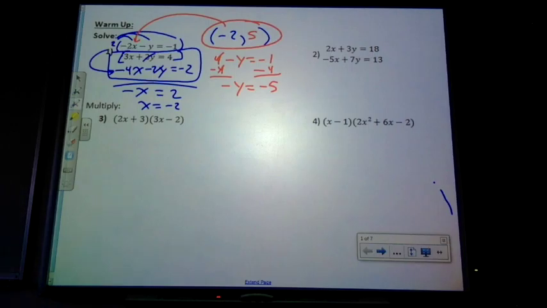Casey, we're looking at number 2. I think they're set up to do elimination. I think maybe we should get rid of the x's. The only reason I'm saying let's get rid of the x's is I already have a negative x up there. Is that okay? What is the smallest number that both 2 and 5 would go into? 10. So what should I multiply the whole top equation by?